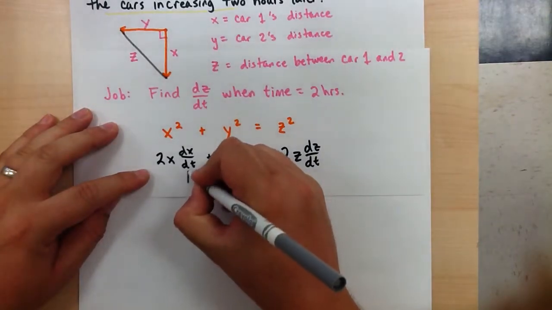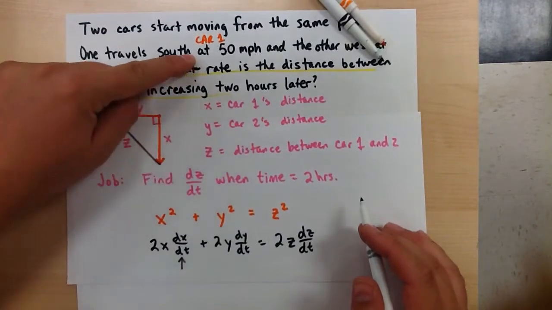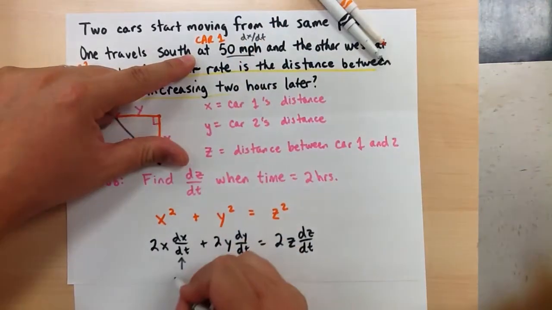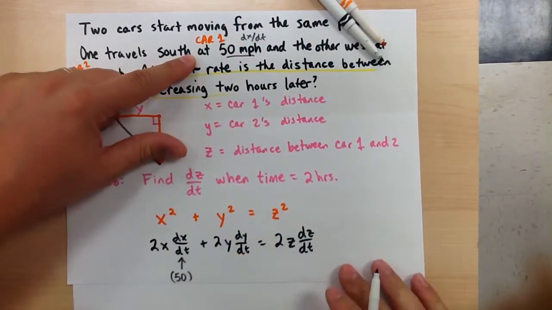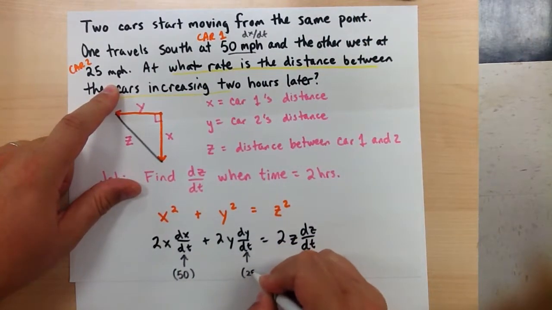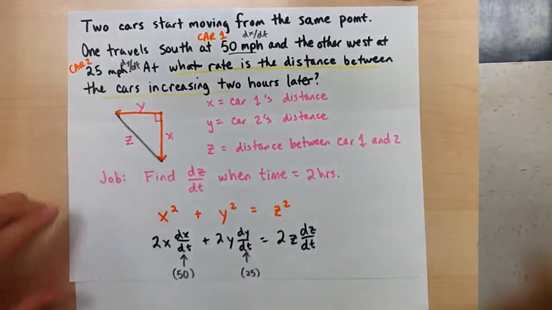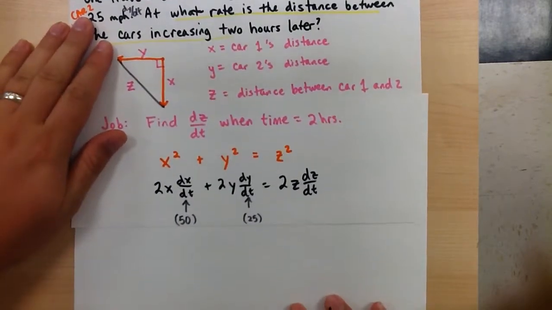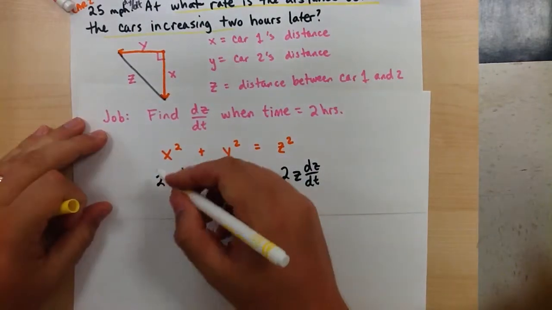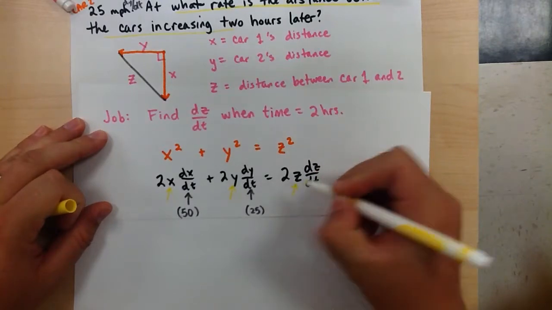But if you notice here, we know dx over dt. Okay, they told me that car 1 is moving south at 50 miles per hour. That is dx over dt. So I know that's 50. I know car 2's rate is 25. So that's dy over dt. But what I'm not familiar with that really seems like a problem is x, y, and z. That is a problem.